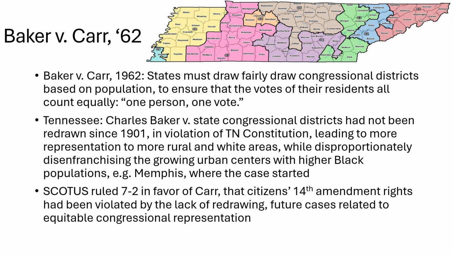And the Supreme Court will side 7-2 in favor of Carr. That the citizens' 14th Amendment rights in Tennessee had been violated by the lack of timely redistricting, and that the new districts had to be drawn on a timely schedule, and they would have to be redrawn based on population. So this case gets cited in the future in attempts to try to create equitable congressional districts.